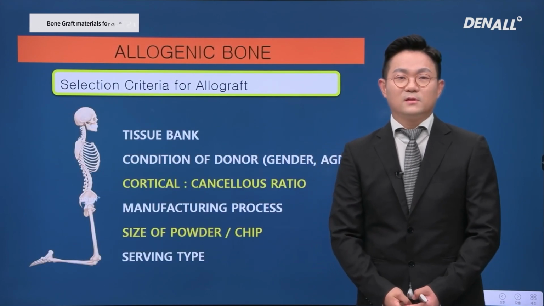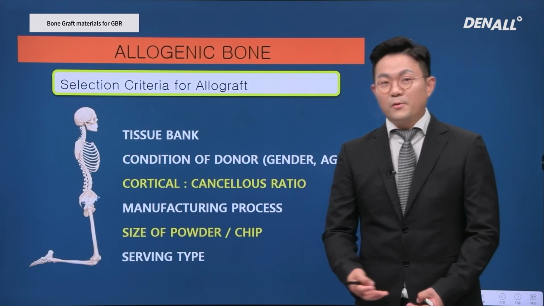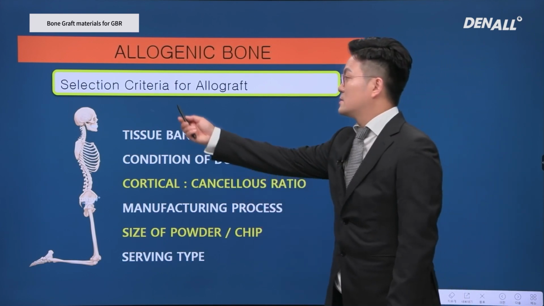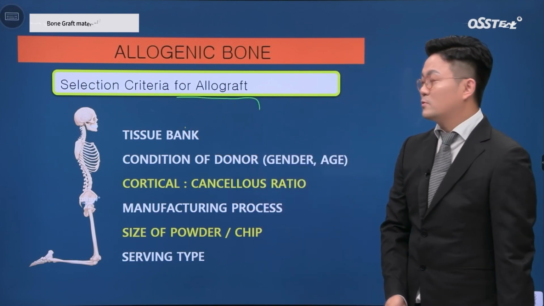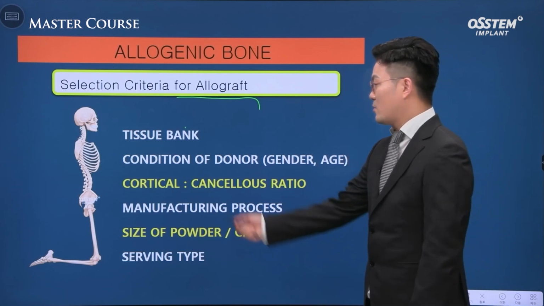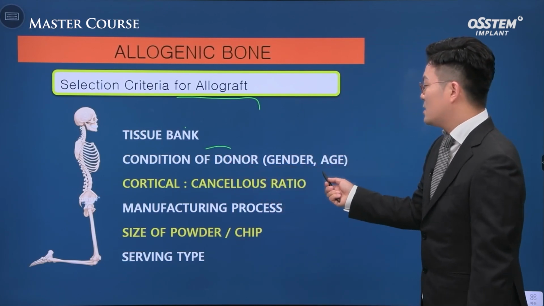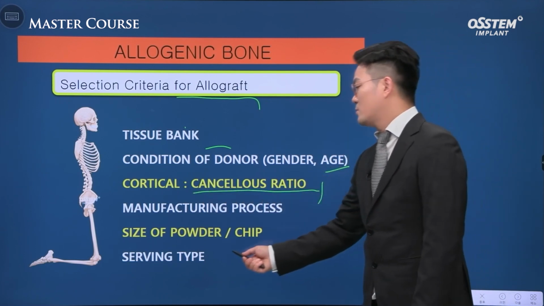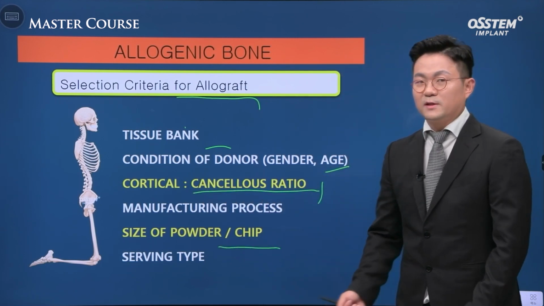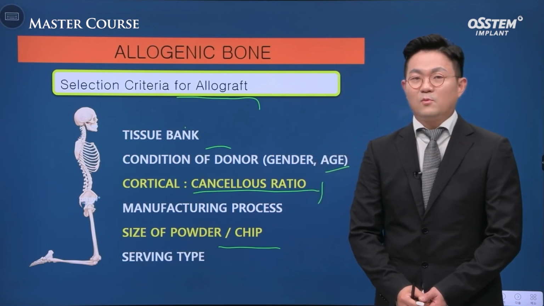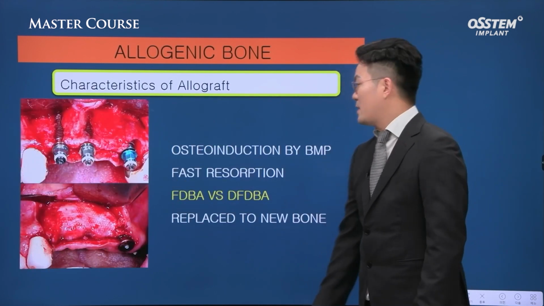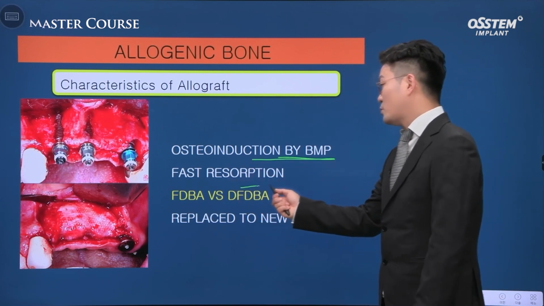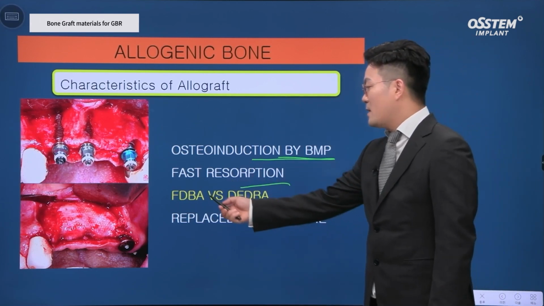Allogenic bone, the selection criteria for allograft, which is quite widely used. These are the conditions: tissue bank, donor condition, cortical cancellous ratio, size of powder and chips. They have different physical characteristics. And the characteristics: osteoinduction by BMP, and they are resorbed fast, as I said before.